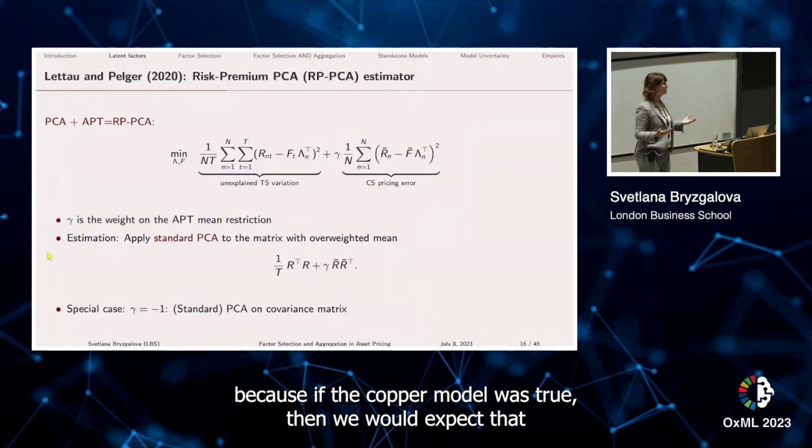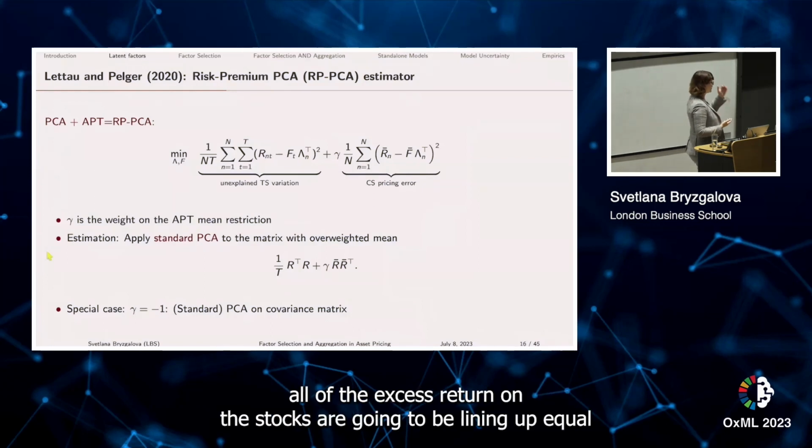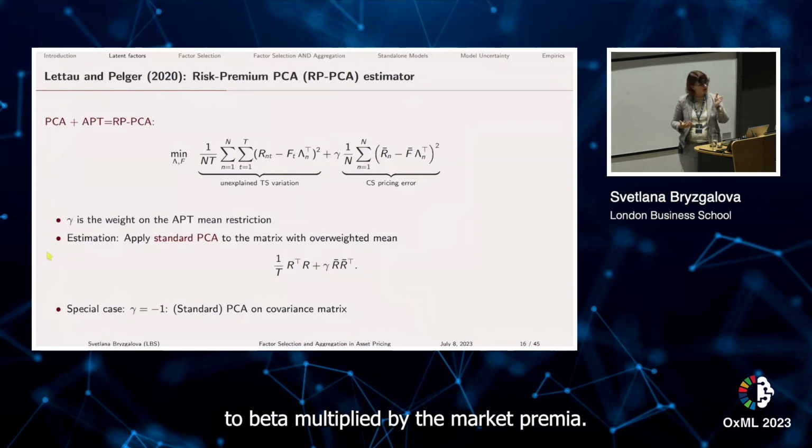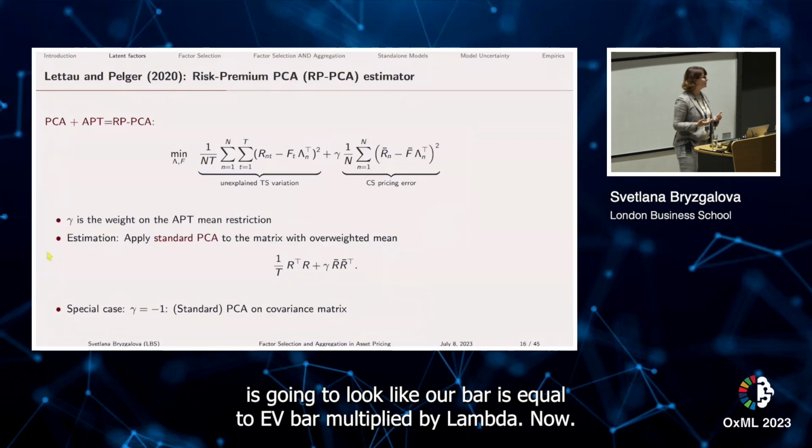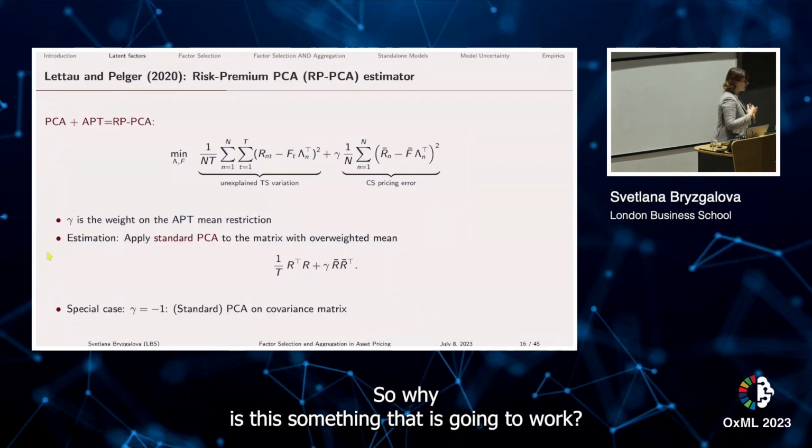Because if the CAPM model was true, then we would expect that all of the excess returns on the stocks are going to be lining up equal to beta multiplied by the market premia, right? So in the latent factor space, the analog of this dependency is going to look like R bar is equal to F bar multiplied by lambda. Yeah? So why is this something that is going to work?